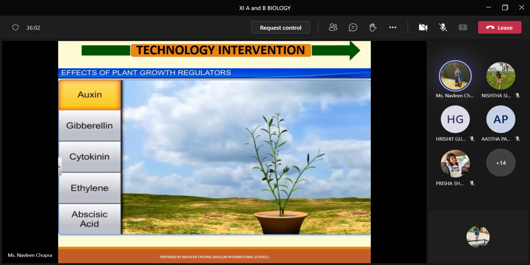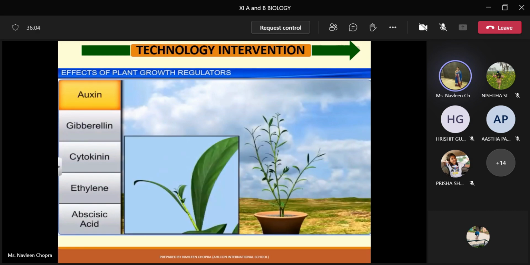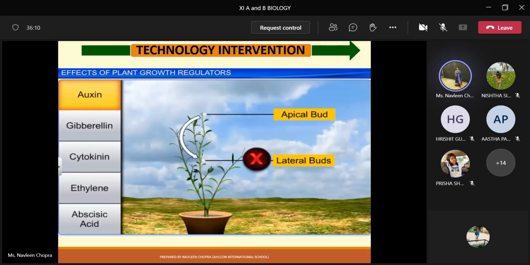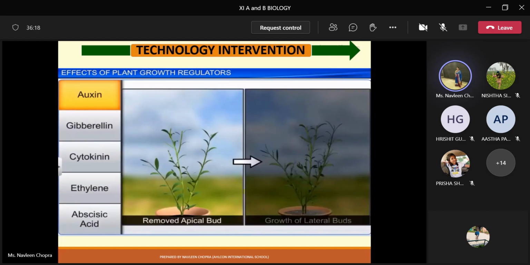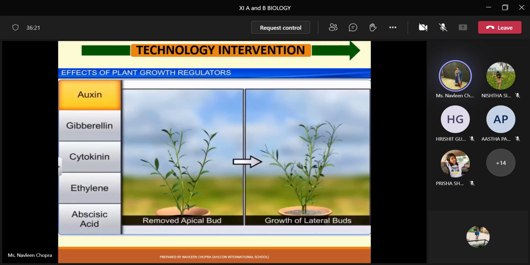They exhibit apical dominance in higher plants. That is, they inhibit the growth of lateral buds. This is why the shoot tips of tea plants are cut or decapitated to initiate the growth of lateral buds.